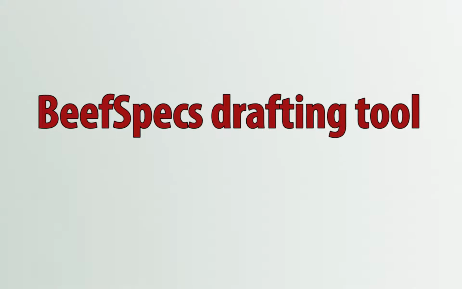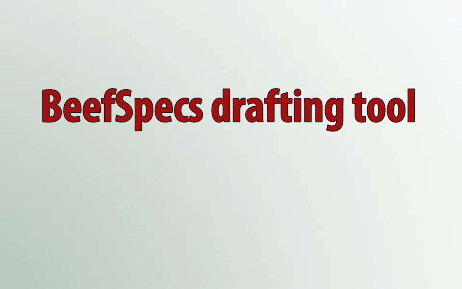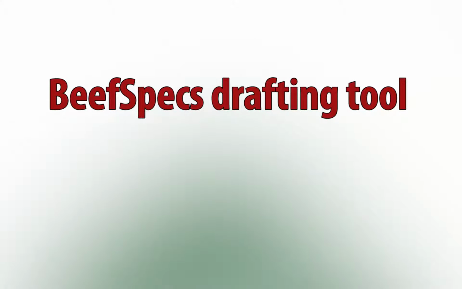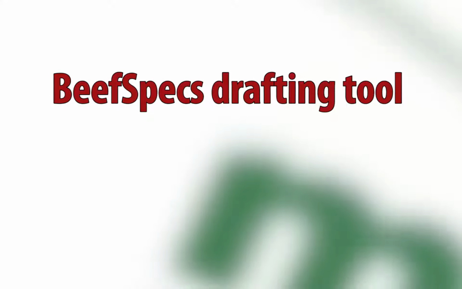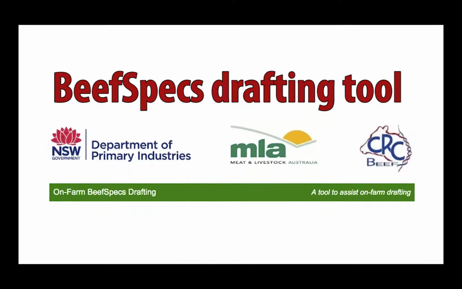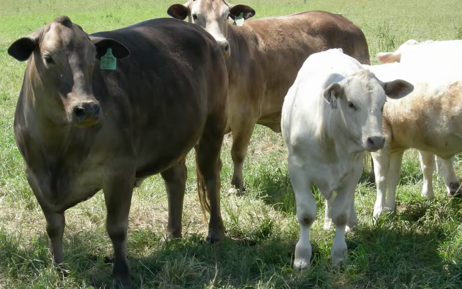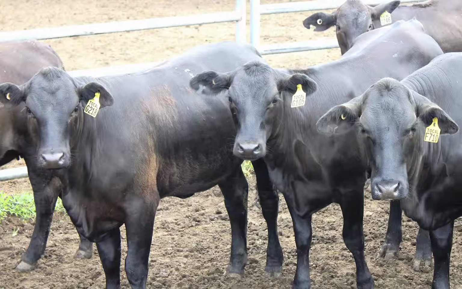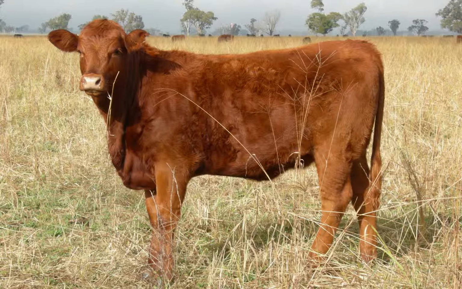The BeefSpecs drafting tool was developed to help identify animals suited to different markets. It combines a range of live animal characteristics with estimated daily growth rate to predict those animals that will comply with likely carcass or live animal specifications. The drafting tool also allows users to refine management scenarios or to identify different markets in order to maximize the number of animals that comply with the designated specifications.